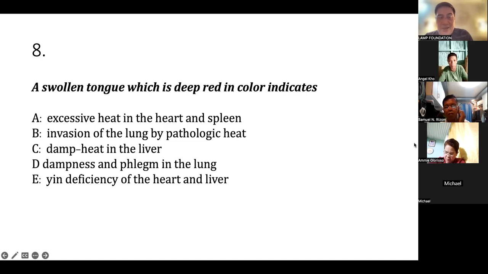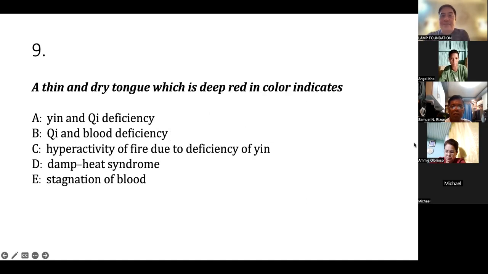Okay. And swollen yung tongue because, okay, Ma'am Angel, what particular part of the tongue are we talking about when the spleen is involved? Center po, Doc. Central part. Yeah, very good. And what about the heart? Tip of the tongue po, Doc. Okay, so malaki yung tongue, heart, so nag-swollen, then pulang-pula. Okay, very good. Number 9.